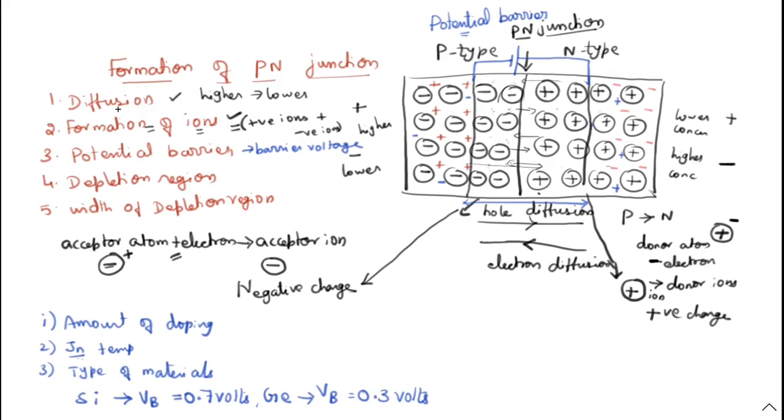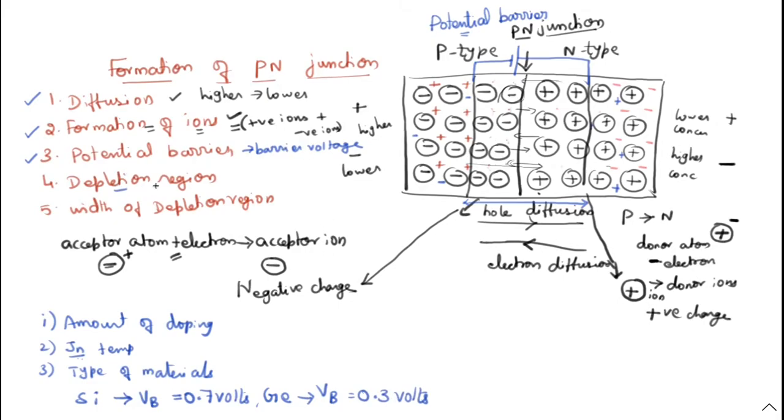Till now, we have discussed three steps. As soon as the P and N are combined, first diffusion takes place. After diffusion, formation of ions near the junction takes place. Due to the formation of ions, a potential barrier is set up near the PN junction. This potential barrier depends on the amount of doping, junction temperature and type of materials. For silicon, this potential barrier is 0.7 volts, and for germanium it is 0.3 volts. This part is over.